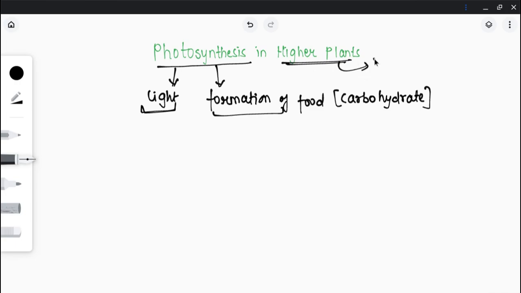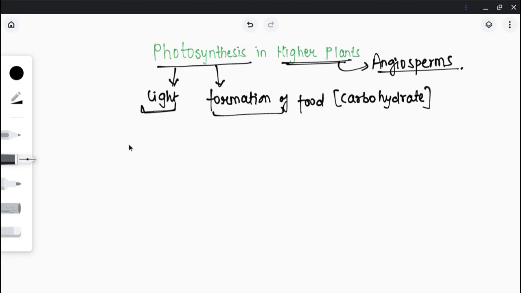Higher plants means we are talking about angiosperms. Right? In the plant kingdom, we know that there will be algae, bryophyte, pteridophyte, gymnosperm, and angiosperm. So higher plants are usually gymnosperm or angiosperm. Okay.